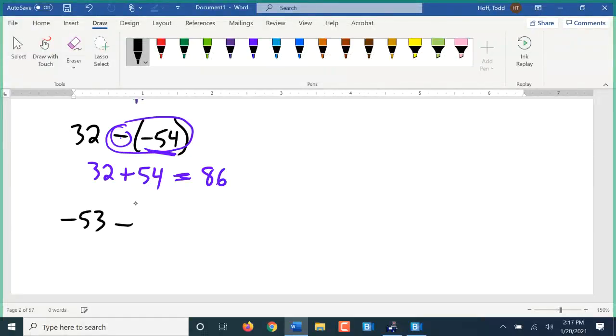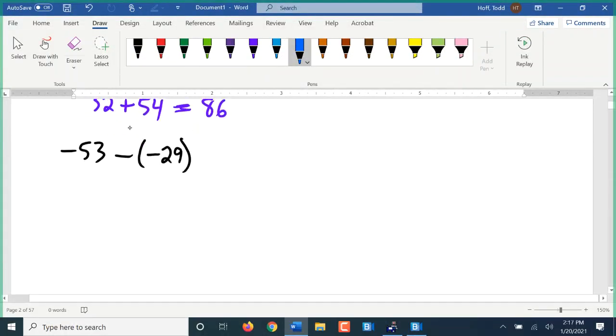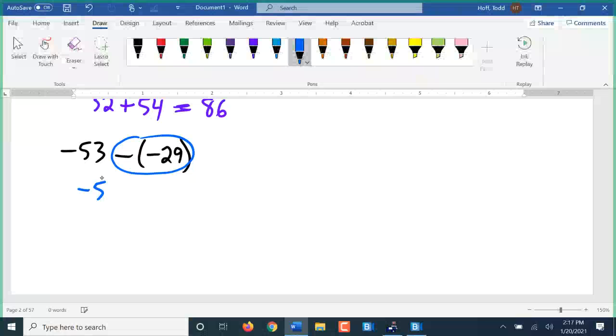Might have negative 53 minus a negative 29. Now again, it's on the number that comes after it. So here it operates on the negative 29. So our negative 53 does not change. Subtracting a negative 29 is adding the opposite of negative 29, which would be positive 29.